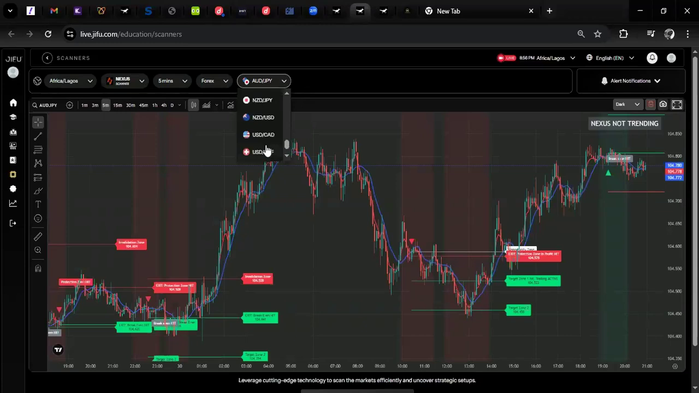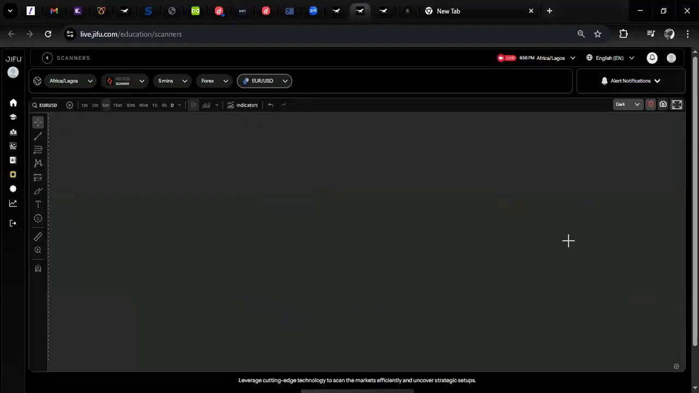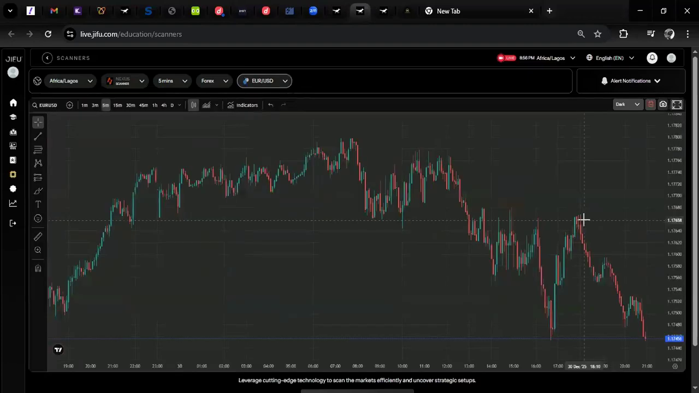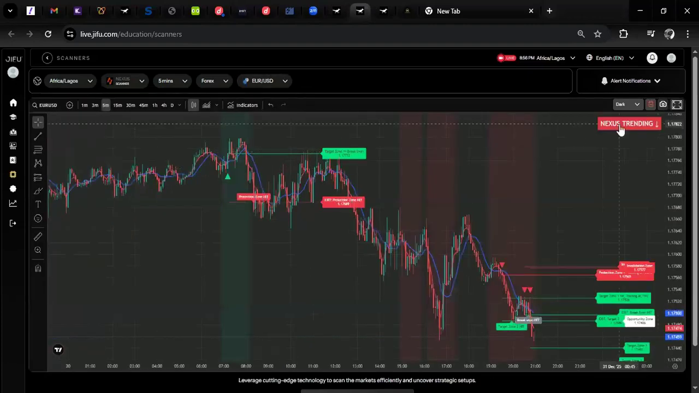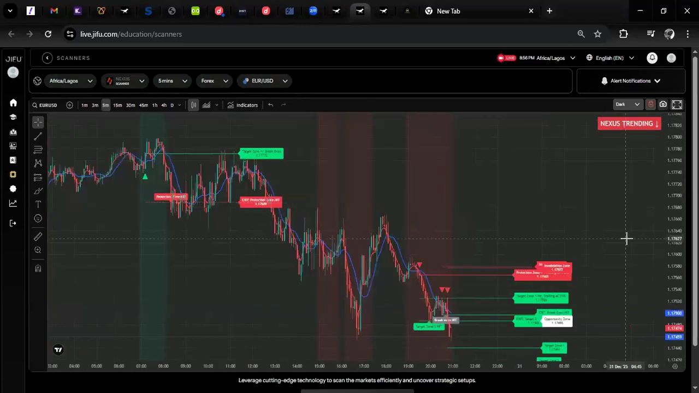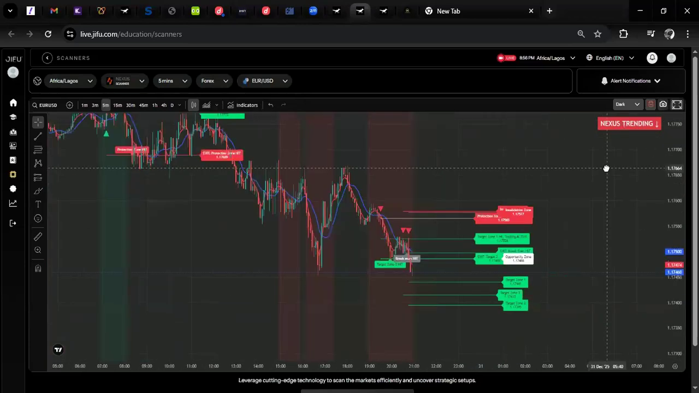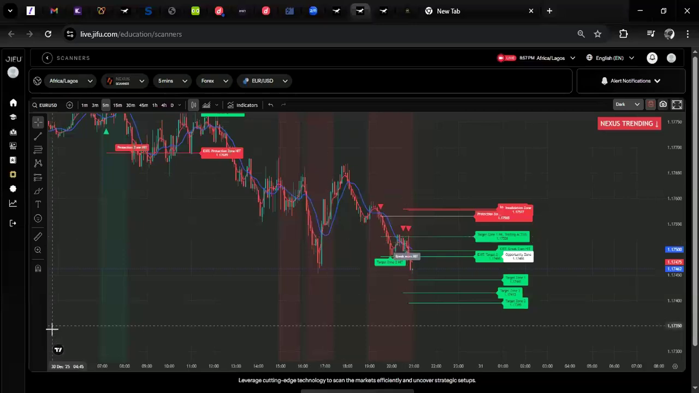This is very straightforward, guys. All you have to do is check if it is trending or not. Where's EUR, please? Gotcha. EUR USD. Now, what is it saying? It's trending, right? Now, a key: this is an entry zone. Let me just zoom in clearly. Very straightforward scanners, guys.